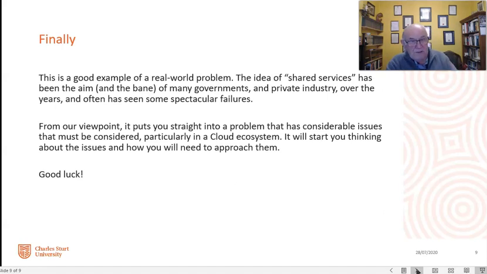So finally, this is a really good example of a real-world problem. This idea of shared services has been the aim and the bane of many governments and private industry firms over the years, and it's quite often seen some fairly spectacular failures. There have been a couple of successes, but the number of failures outweighs them dramatically. From our viewpoint in this subject, though, this puts you straight into a problem that has considerable issues around privacy and security that you've got to consider, particularly when moving into a cloud ecosystem. It starts you thinking about these issues and how you need to approach them.